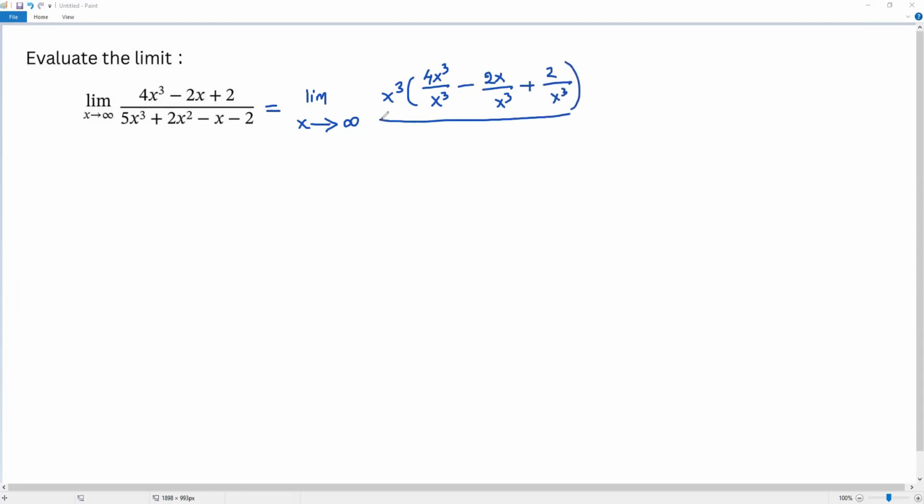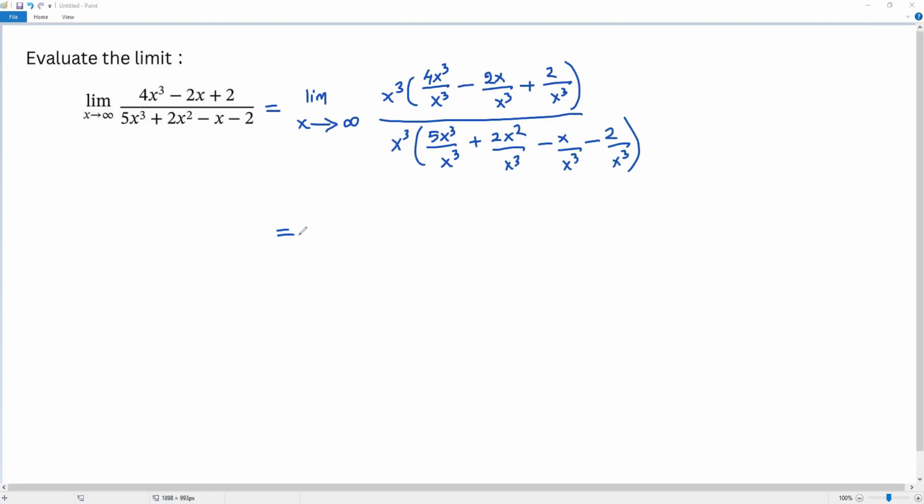The same thing we have to do in the denominator. We have variable x with the largest exponent is x to the third power. It has to be factored out. Let me do it. Then we have 5x cubed divided by x cubed, positive 2x squared divided by x cubed, negative x by x cubed, negative 2 by x cubed.